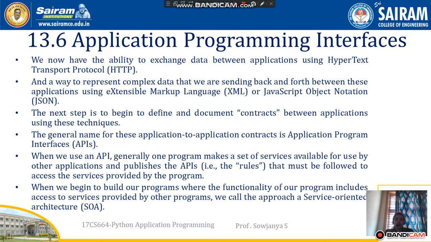When we use an API, generally one program makes a set of services available for use by the other application. So in general, we have an application which is already designed, and that particular set of services should be made available to other users, and we have to publish those APIs. That means we have some set of rules that must be published and followed to access the services provided by the program. That is the way to access those services. You should have an API key.